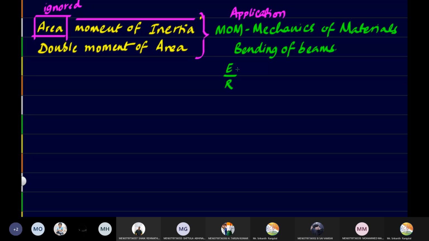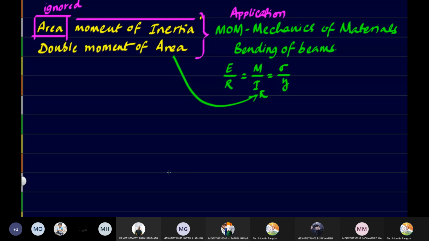So what is the convention? How does he write it? M by I equals sigma by y equals E by R. Fine. So that's the funny formula. Here you see this I. This I is nothing but the same moment of inertia.